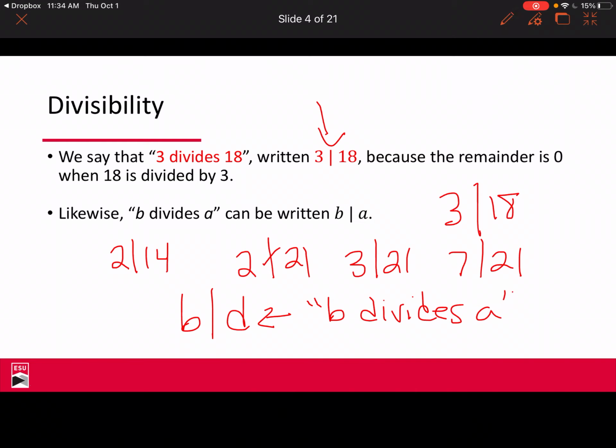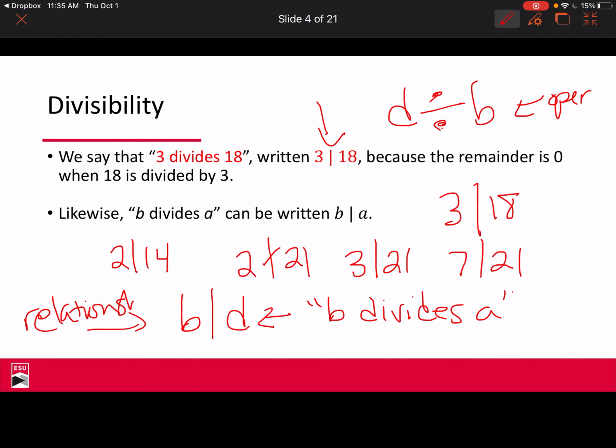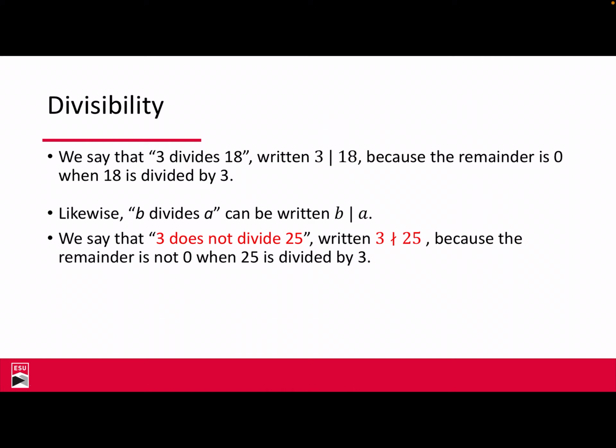Unlike division, like a divided by b, which is talking about an operation, this is talking about a relationship. And here's a prettier version: 3 does not divide 25, written 3 ∤ 25, because the remainder isn't 0. What is it? It's remainder 1.